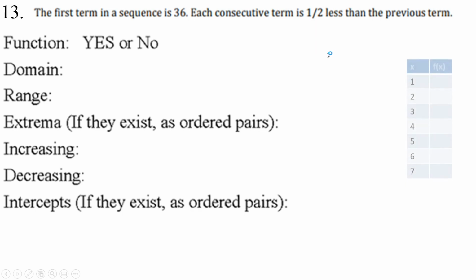All right, so let's do a little table again here. The first term in a sequence is 36. So term number 1 is 36.